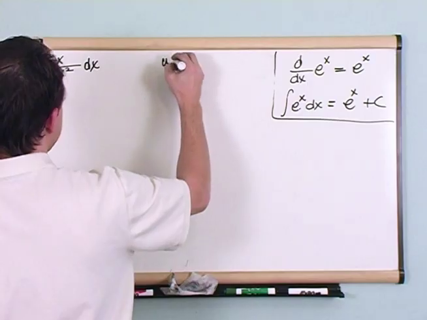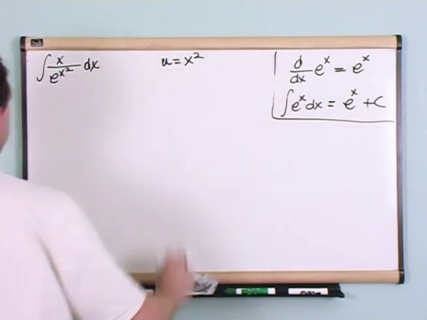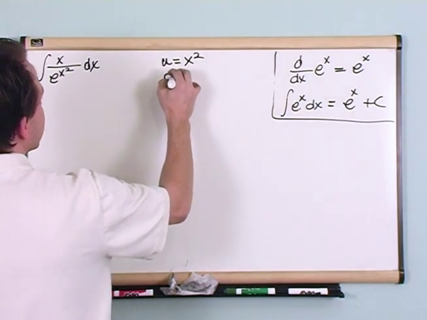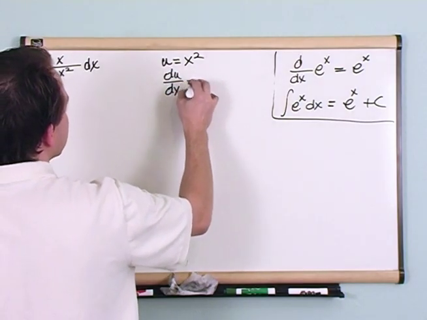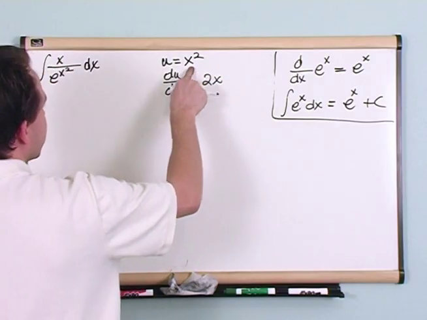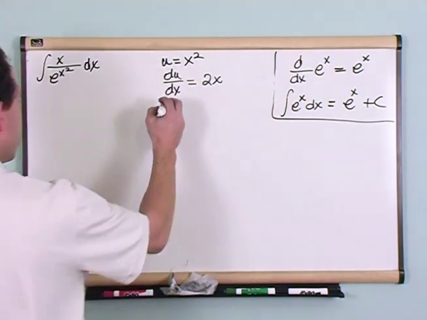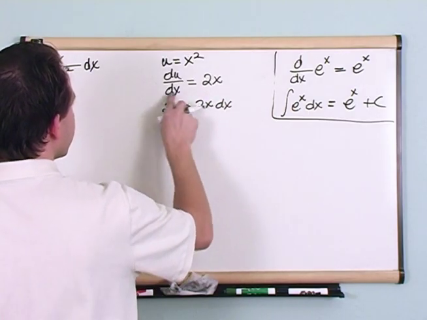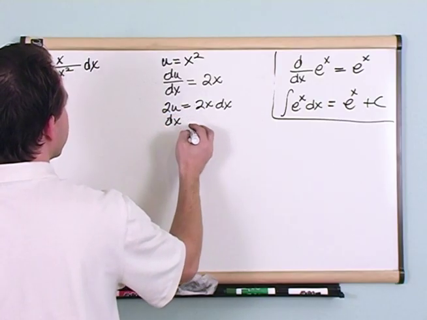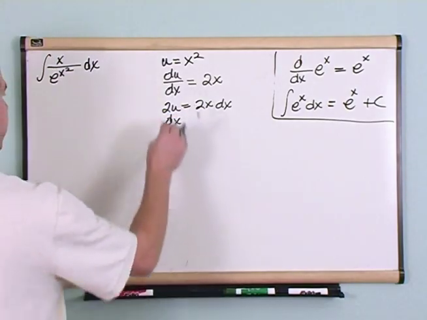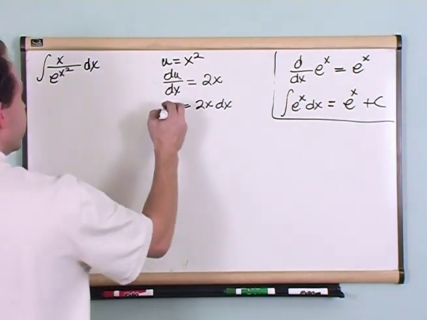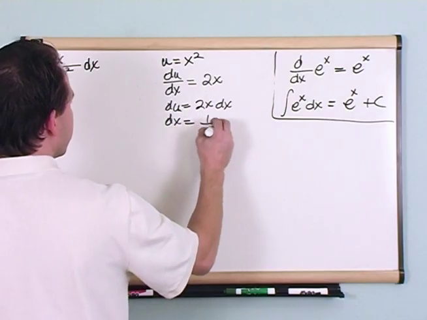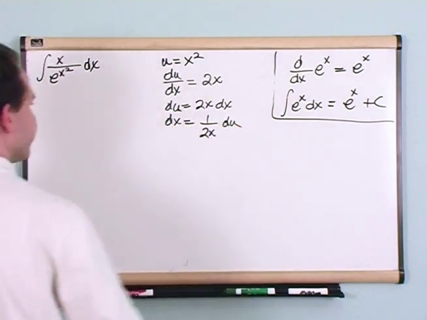So again, you're going to gain experience as you go, but I'm going to say u is equal to x squared, because I want it to be in terms of e to the u at the end. So du/dx is equal to 2x. You just take the derivative of this, you get 2x. So then du is equal to 2x dx. I made a small mistake here. This is du, like this. So then dx is 1 over 2x times du.